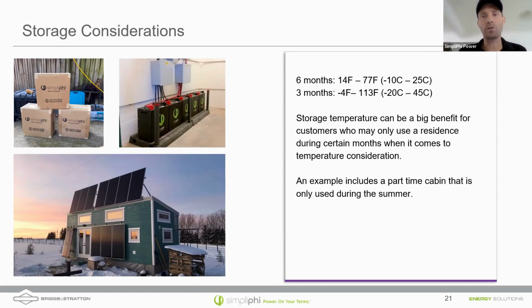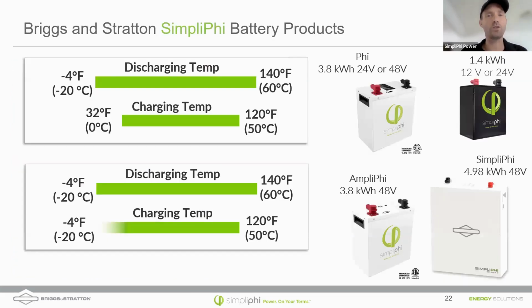If you want to safely store them, you can store them for 6 months within this temperature range. And if you're in a much more extreme temperature range, really low temperatures or really high temperatures, you can store them for 3 months without any kind of external consideration. So let's talk a little bit about the temperature range for charging and discharging of batteries.